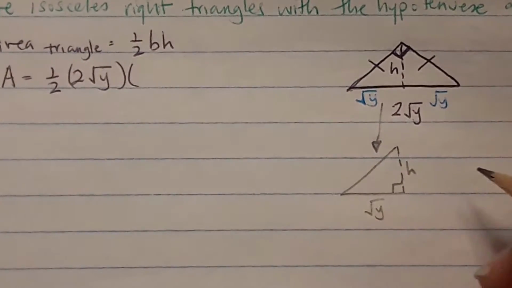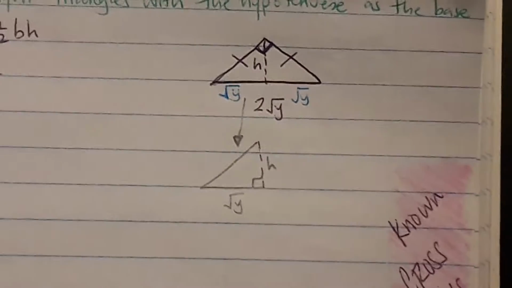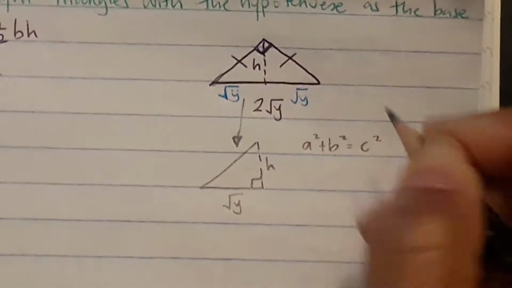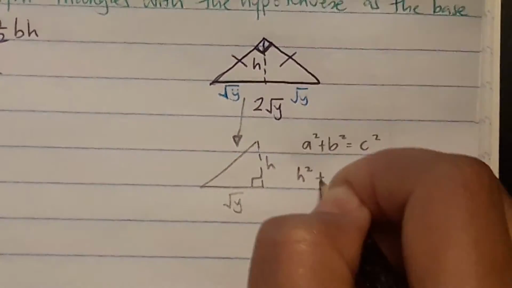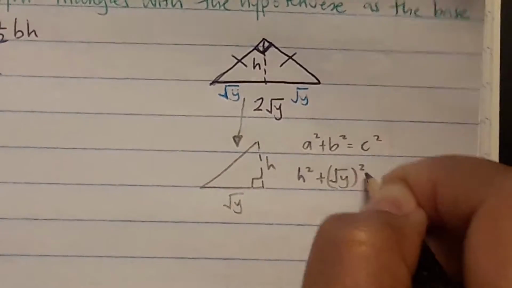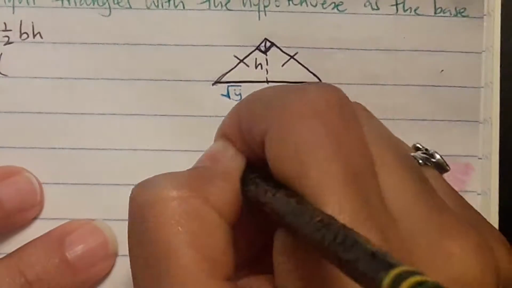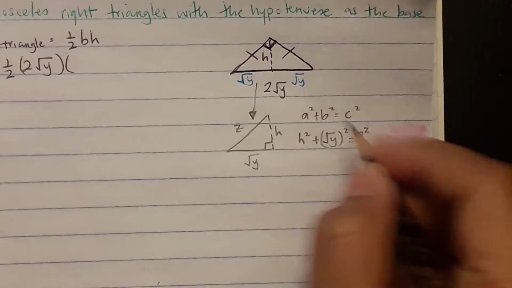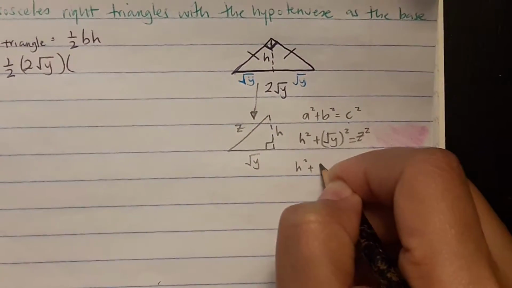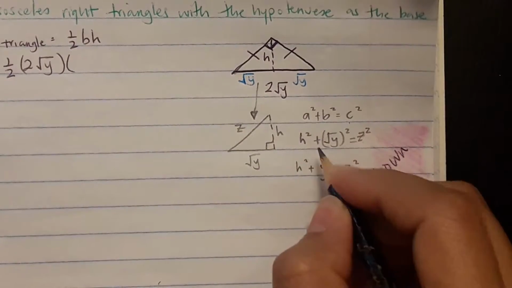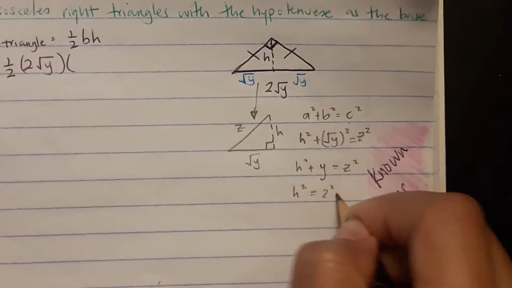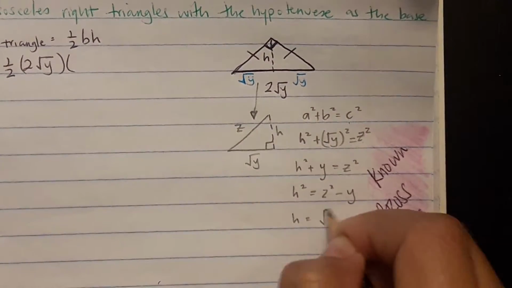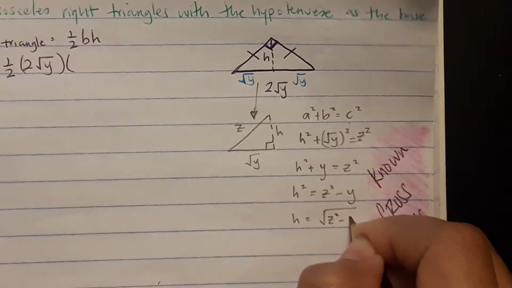Let me label this other side z, which is now the new hypotenuse. And I know a squared plus b squared equals c squared. So h squared plus radical y squared is equal to the hypotenuse squared, which I'm going to name z, so z squared. So that's going to simplify to h squared plus y equals z squared. Subtract y from both sides, you're going to get h squared equals z squared minus y, take the square root, and that's what you're going to get.